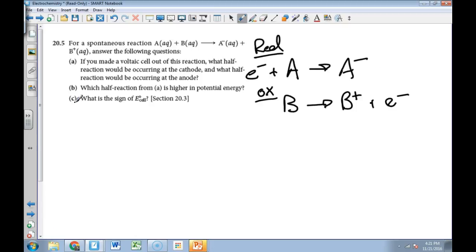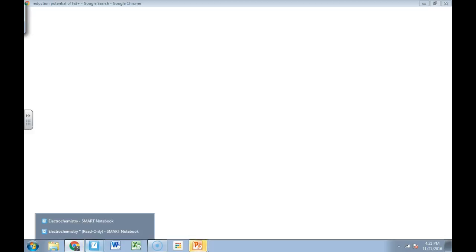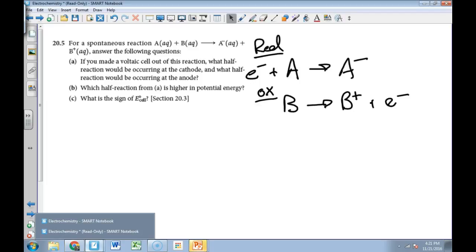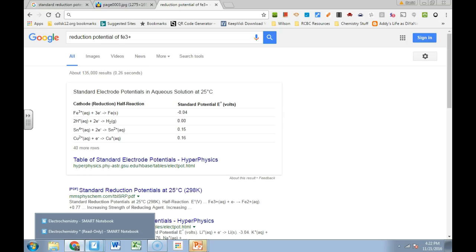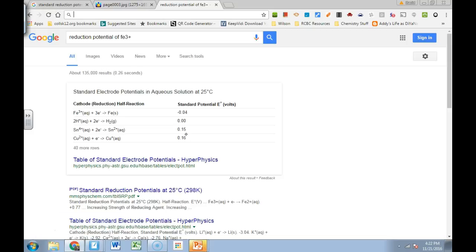Then it asks which half reaction has a higher potential energy. This is, in essence, asking us to look and see which one has a higher cell potential. So on a list of cell potentials, which one has a higher positive value? Let's see if I can go here.